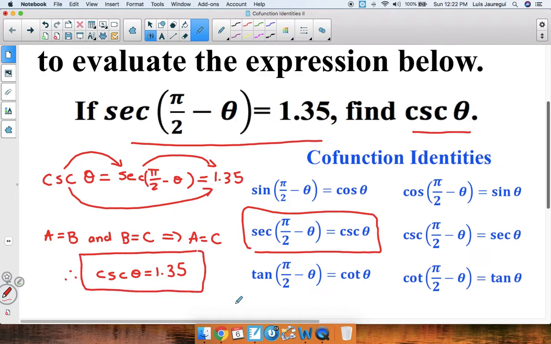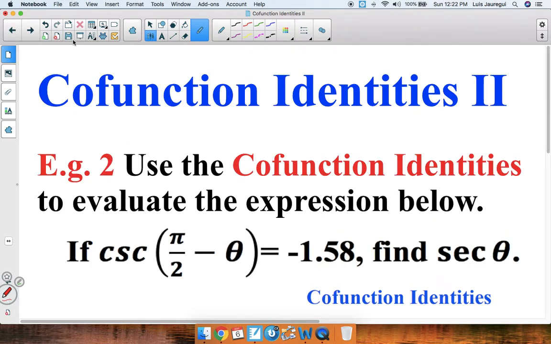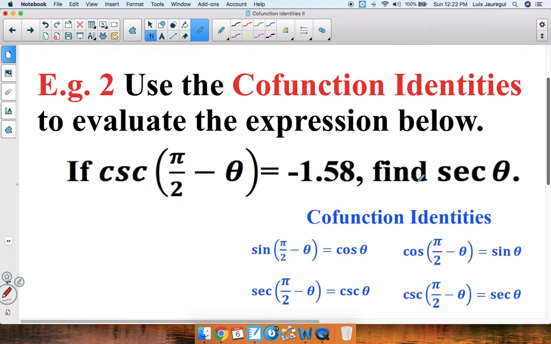So let's take a look at another example. Example 2. Use the cofunction identities to evaluate the expression below. If cosecant of pi over 2 minus theta is equal to negative 1.58, find the value for secant of theta. Once again, notice that what we want to find is secant of theta. So let's go ahead and write that down.